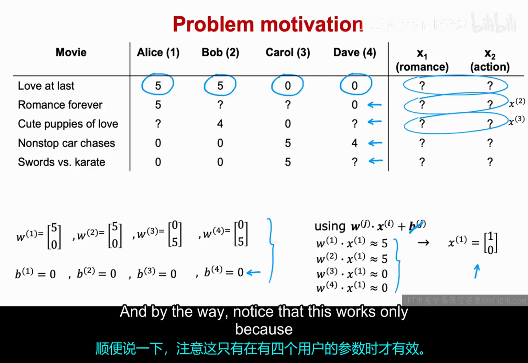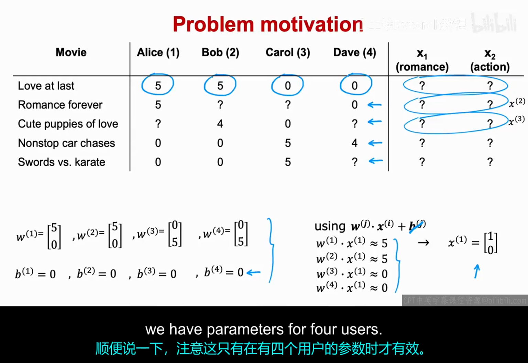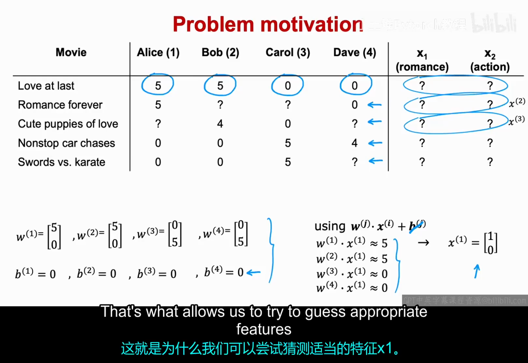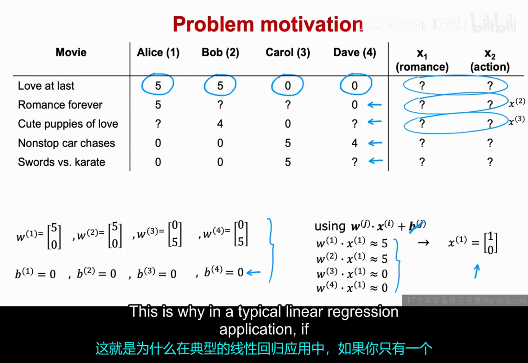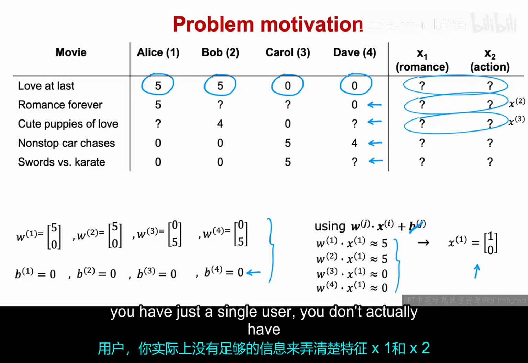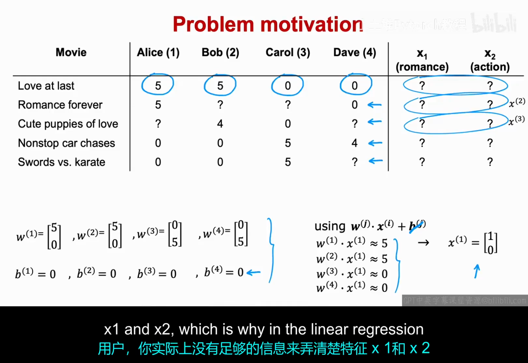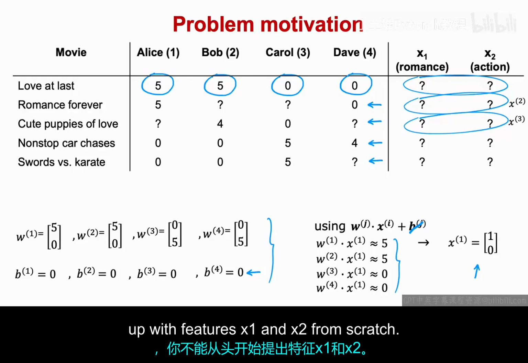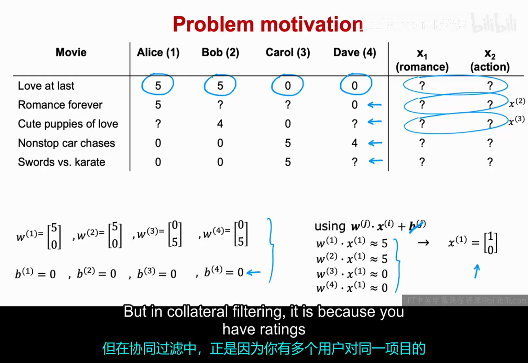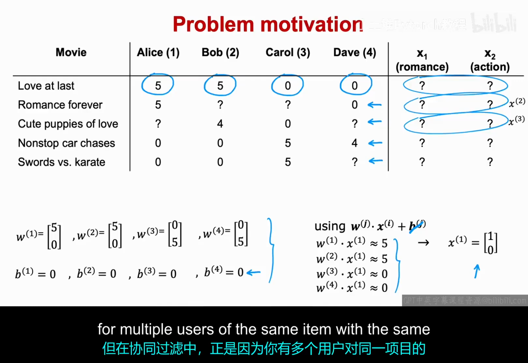And by the way, notice that this works only because we have parameters for four users. That's what allows us to try to guess appropriate features X1. This is why in a typical linear regression application, if you have just a single user, you don't actually have enough information to figure out what would be the features X1 and X2, which is why in the linear regression context that you saw in course 1, you can't come up with features X1 and X2 from scratch. But in collaborative filtering, it is because you have ratings from multiple users of the same item, with the same movie.